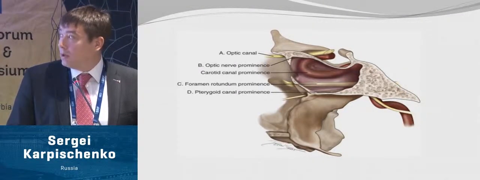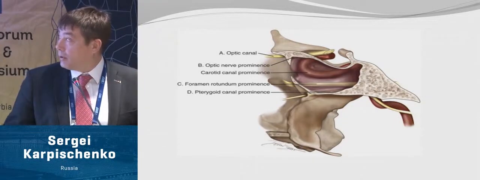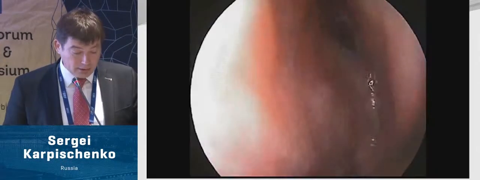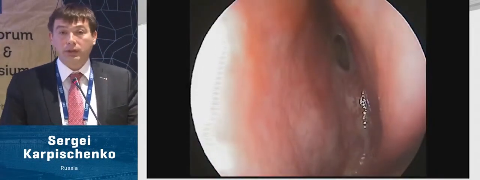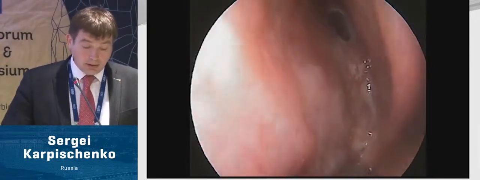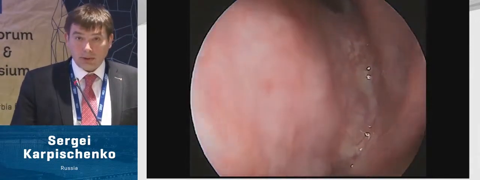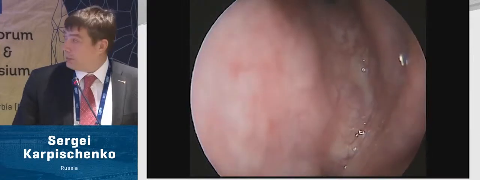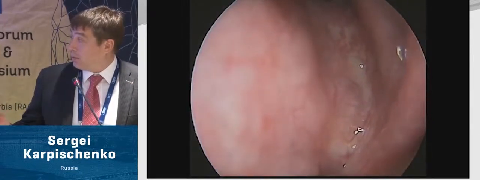That's why we can examine all these bony walls and how they are related to the carotid artery. If the bony walls are complete, with no destruction, we can operate. And for this surgery, the main problem is bleeding.